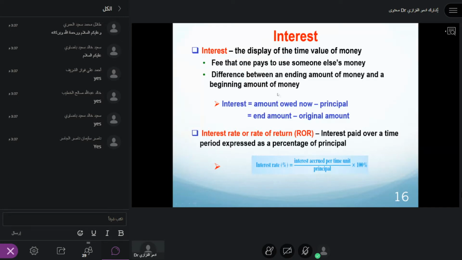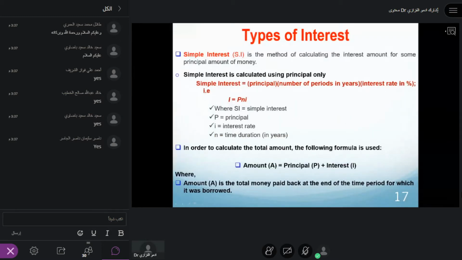So that is what this is talking about. That is the difference between the ending amount of the money and the beginning amount of money. So the ending is always bigger than the beginning amount. So the difference is what is known as interest. We started discussing simple interest and compound interest.